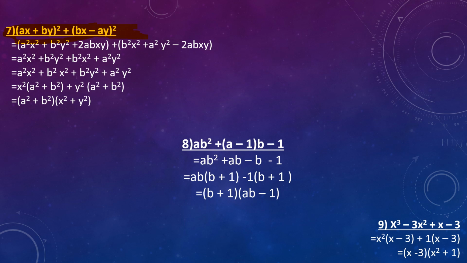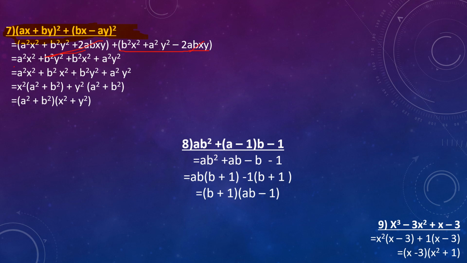In another bracket, b square x square plus a square y square minus 2ab xy. Children, if you open the bracket, you can see the sign of the 2abxy term is different. So we can cancel these two terms. 2abxy plus and 2abxy minus we can cancel.